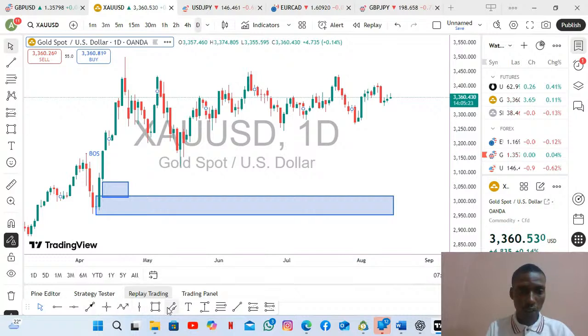Where is our liquidity? Want to spot our liquidity here. This should be an inducement. Inducement is a no-go area for us as professional traders.